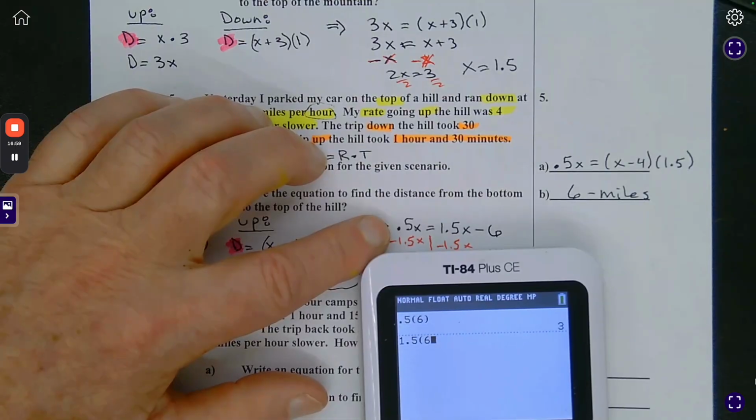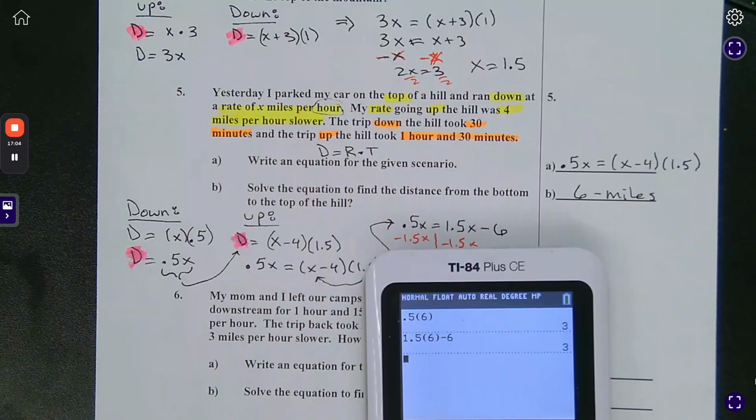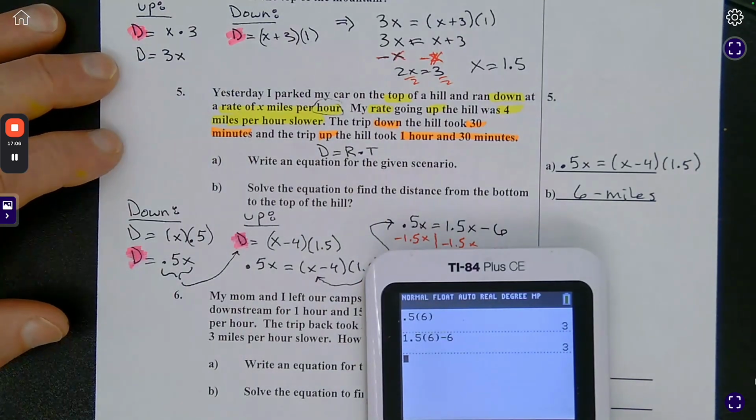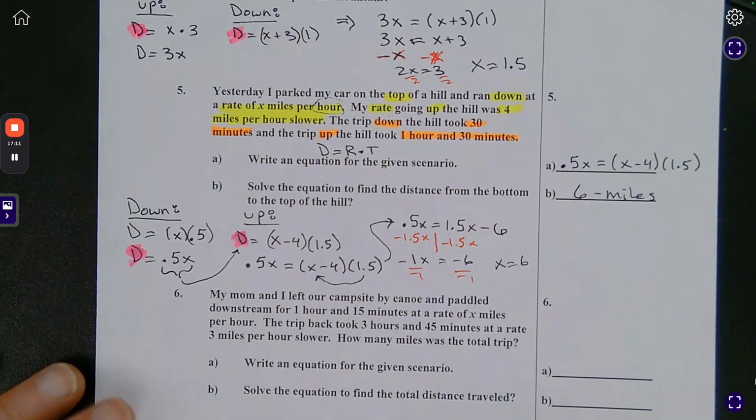1.5 times 6 minus 6. Woo, that's good. Okay, so that's great. That gives me confidence that I did it right.